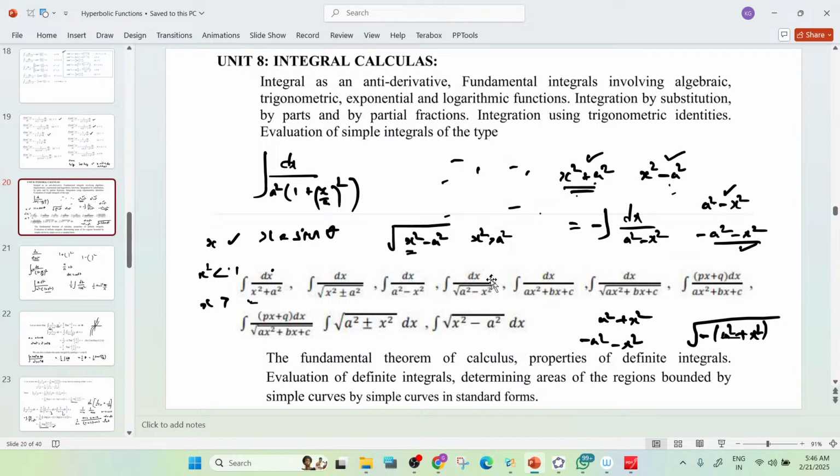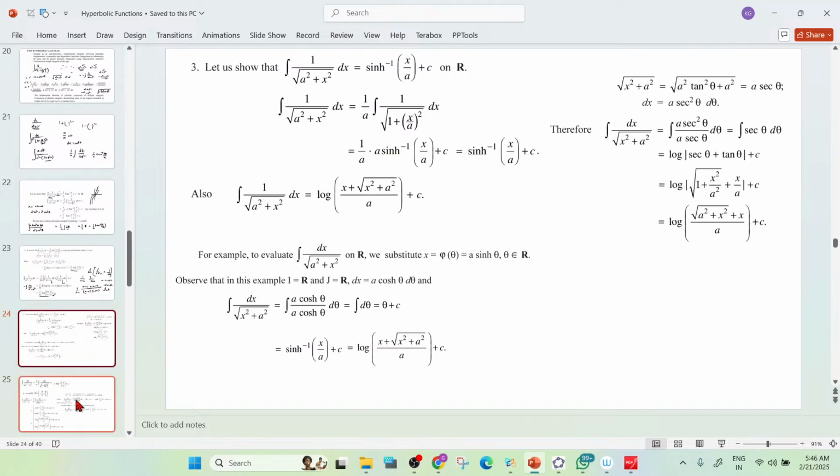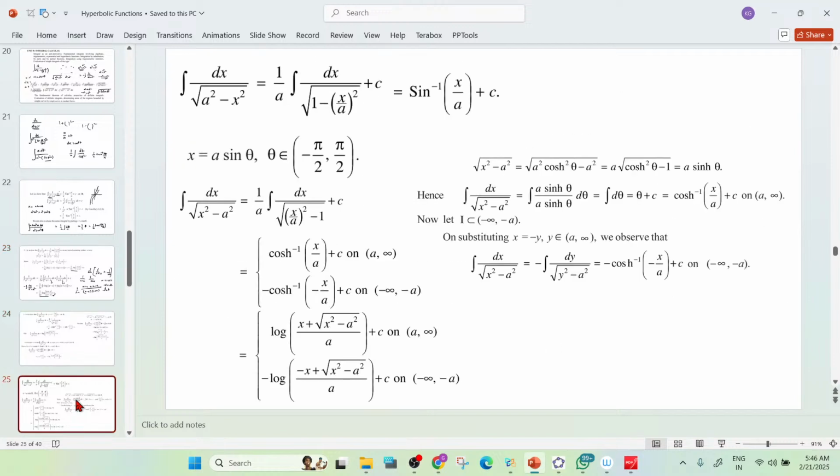What is the third one? This one, a square minus x square. We have said it is sine inverse x by a. But see here, x cannot be anything this time. x has to lie between minus a and plus a, since x square is less than a square. Agreed?